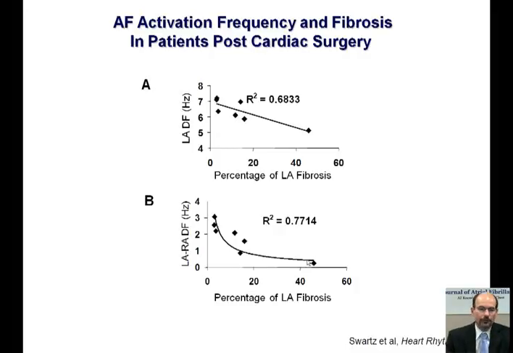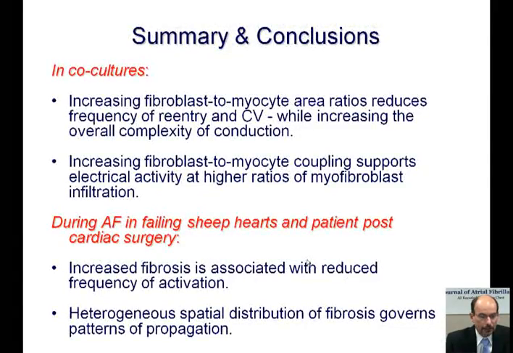So finally, here's a summary and conclusions. In co-cultures, increasing fibroblast to myocyte area ratios reduces the frequency of reentry and conduction velocity while increasing the overall complexity of conduction. Increasing fibroblast to myocyte coupling supports electrical activity at higher ratios of myofibroblast infiltration. During atrial fibrillation in failing sheep hearts and patients post-cardiac surgery, the increased fibrosis is associated with reduced frequency of activation, and heterogeneous spatial distribution of fibrosis governs patterns of propagation.